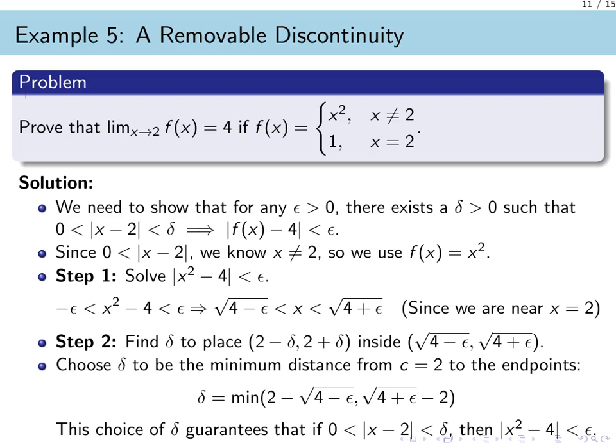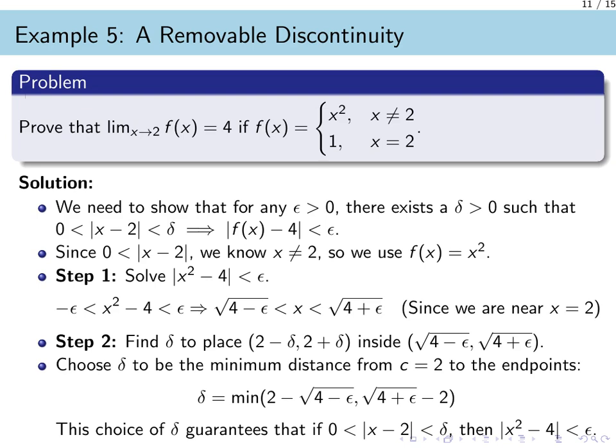Let us prove the limit for a function that has a different value, or a hole, at the point we are approaching. Our goal is to find a delta for any given epsilon. Because the limit definition requires that x does not equal 2, we can ignore the function's value of 1 at that point and simply use the rule f of x equals x squared.